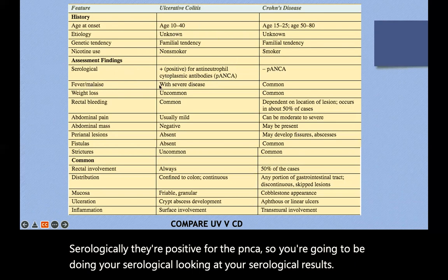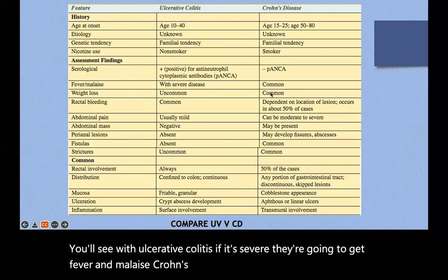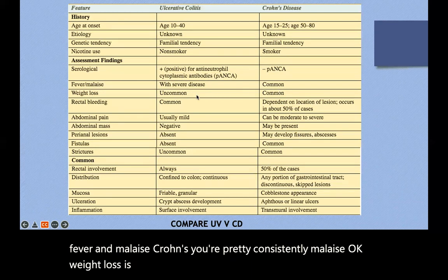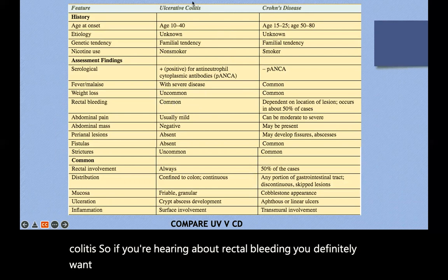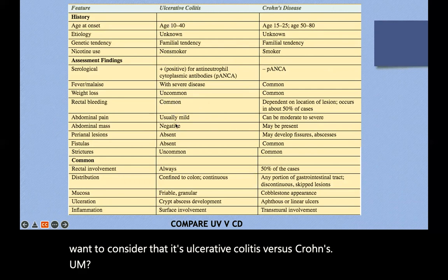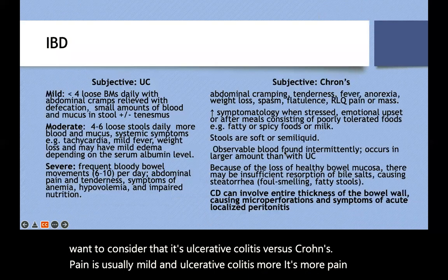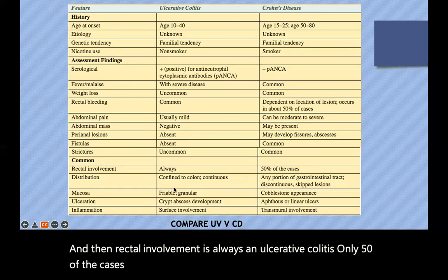You'll see with ulcerative colitis, if it's severe, they're going to get fever and malaise. With Crohn's, you're pretty consistently getting malaise. Weight loss is very common in Crohn's disease as opposed to ulcerative colitis. Rectal bleeding is very common in ulcerative colitis. So if you're hearing about rectal bleeding, you definitely want to consider ulcerative colitis versus Crohn's. Pain is usually mild in ulcerative colitis. It's more pain in Crohn's for sure. And then rectal involvement is always present in ulcerative colitis, only 50% of the cases in Crohn's.